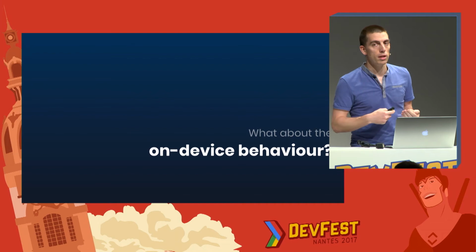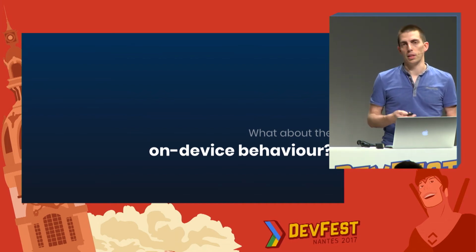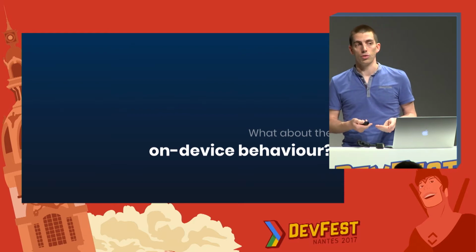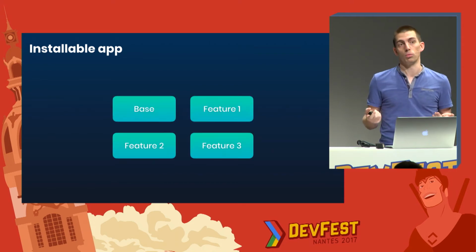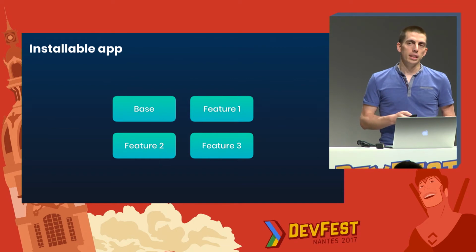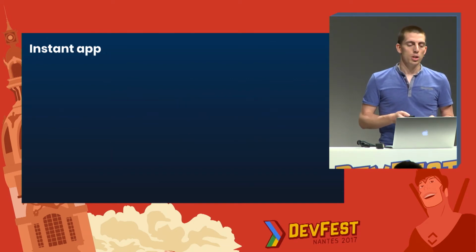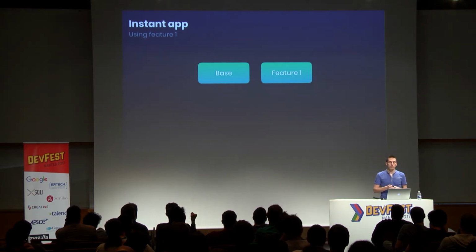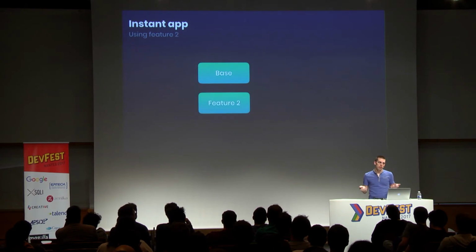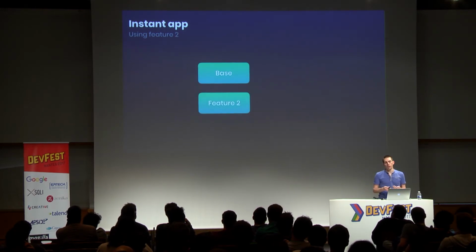But from an end-user behavior, well, there is also a little bit of difference between installable applications and instant app applications. In the case of an installable application, when you want to use the app, you have to download everything. The instant app will be a little bit different. So let's say you want to use feature 1 in your instant application. What the Play Store will do is that it won't download everything. It will only download the necessary parts. So it will download the feature, obviously, but because the feature is relying on a base module, it will also download the base APK. If you're only using feature 2, then you will download feature 2 and once again the base APK. I think you get the point here.